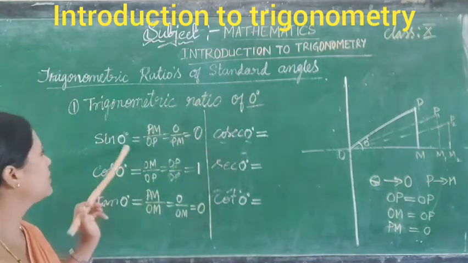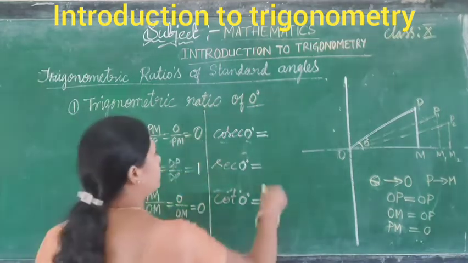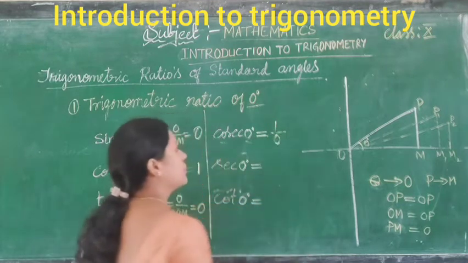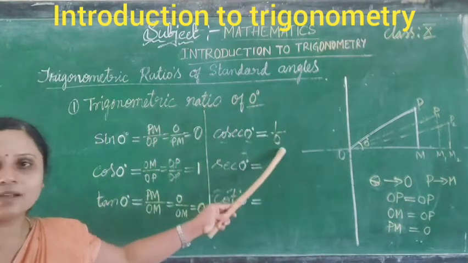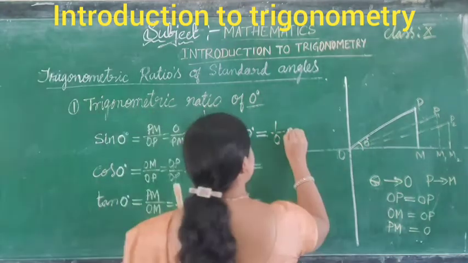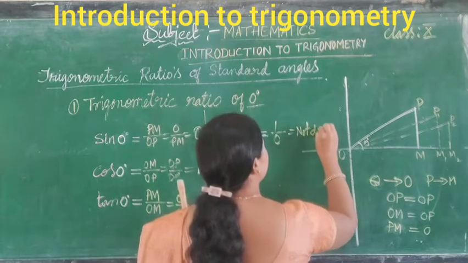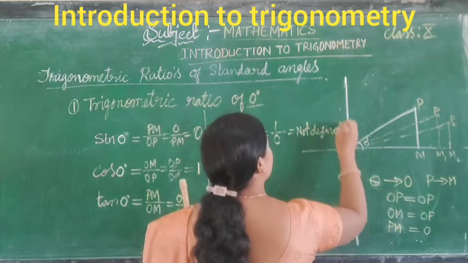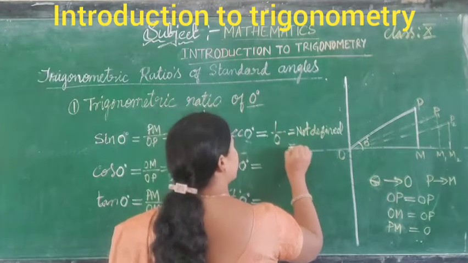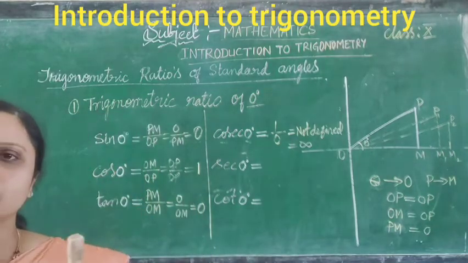Now we can easily write cosec 0. Cosec 0 is the reciprocal of sin 0. So the reciprocal means 1 by 0. Anything divided by 0 is not defined. That's why we write it is not defined, or it can be written as infinity. 1 by 0 is nothing but infinity.